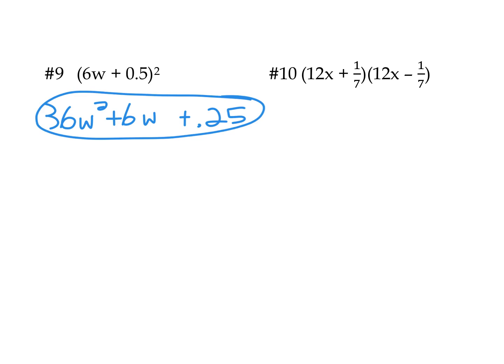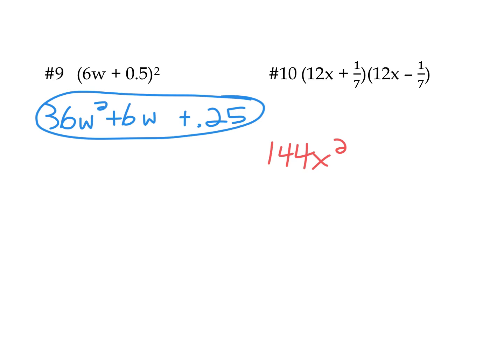All right, and now we get one where the middle terms are going to cancel out in number 10. Right? We have a sum and difference, so the same binomials. 12x times 12x is 144x squared. The middle terms are going to cancel. So again, this is one you don't want to have to figure out what's 12x times negative 1/7 and get the middle terms. You don't need to do that. They're going to cancel out.